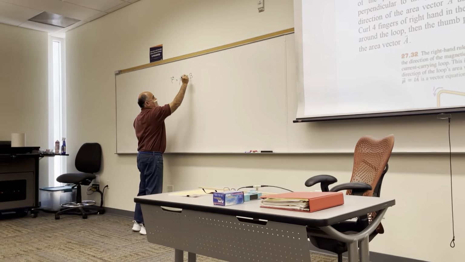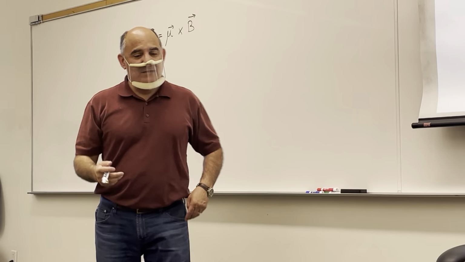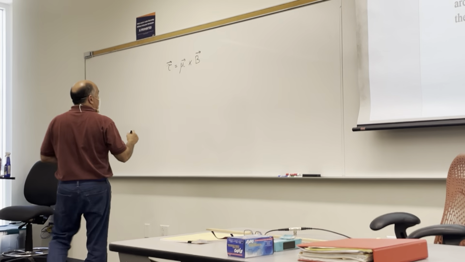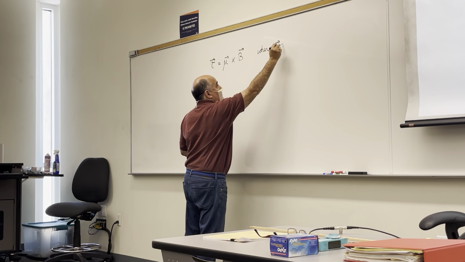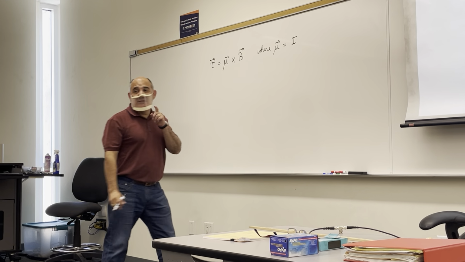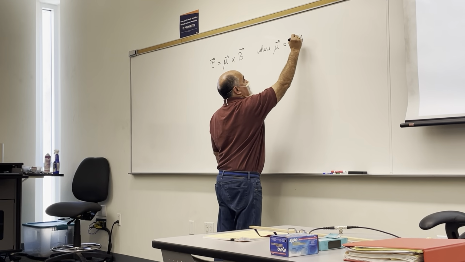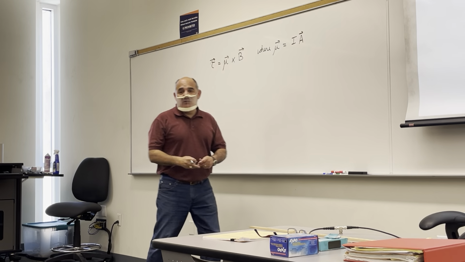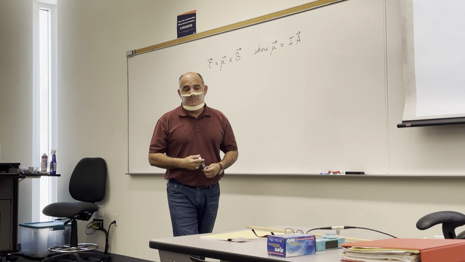crossed into the magnetic field. External magnetic field that the current loop is positioned. Where the magnetic dipole moment is obtained by multiplying the current in the loop by the area vector. And the area vector is taken perpendicular to the plane of the loop.